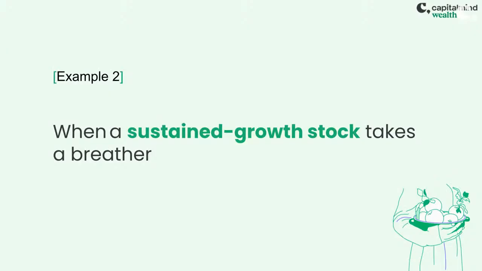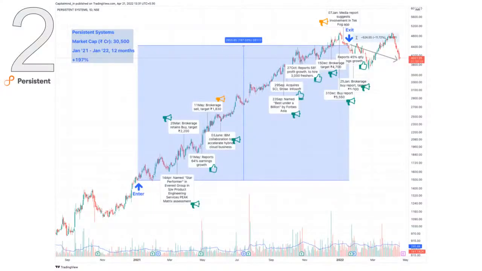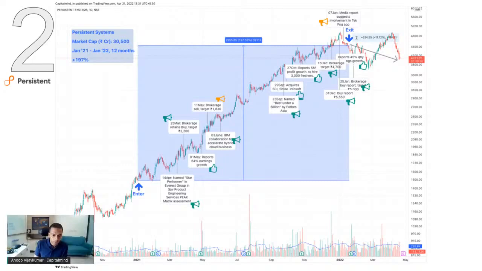The next example is about a more sustained growth stock that then takes a breather. This one is a favorite for a lot of people. This is Persistent Systems. This was in the portfolio for more than a year. It came in Jan 2021 and finally exited the portfolio in Jan of 2022. When it came in, obviously it came in on the back of strong momentum. Soon after it came in, there was some great fundamental news. 14th April, it was named as a star performer in a consulting firm's product engineering services assessment matrix.